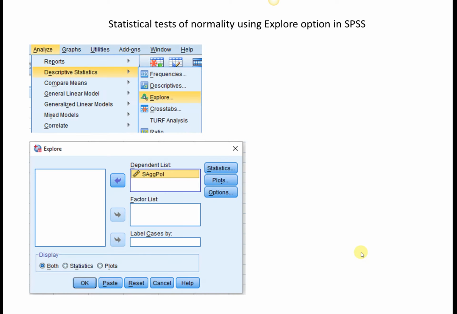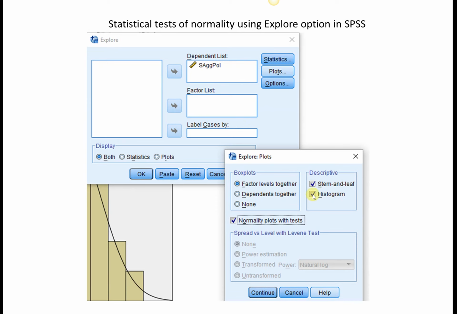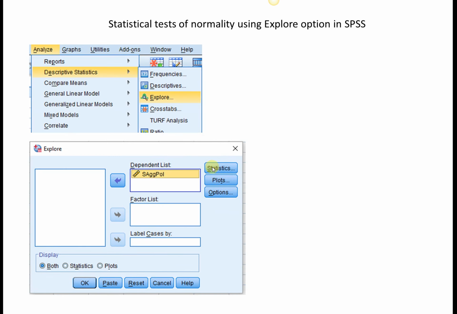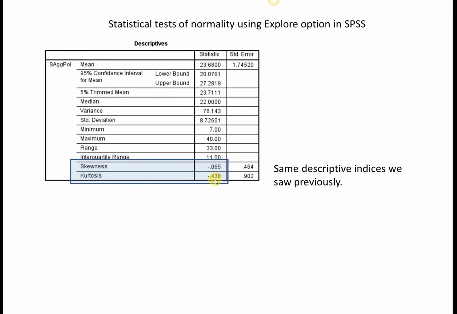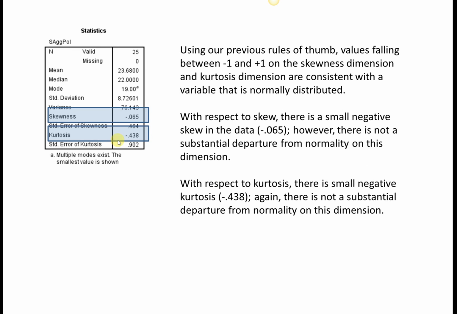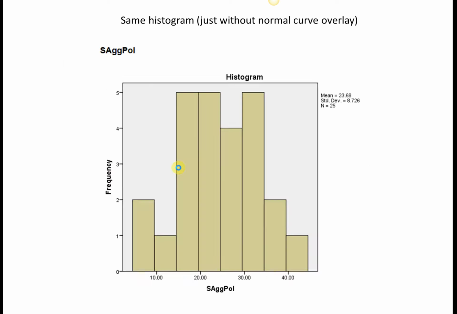If we want to test statistically for normality, we can go to Analyze, Descriptives, and Explore. We'll move our variable over to the Dependent List. Under Statistics, there are some defaults; we can leave that alone. Click on Plots and this box will open up. We'll ask for Histogram and Normality plots with tests. Click on Continue and then on OK, and we end up with our skewness and kurtosis values. These are the same values that we had seen previously in the earlier table. We get a histogram.